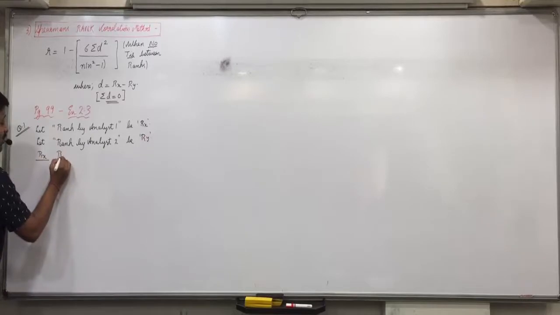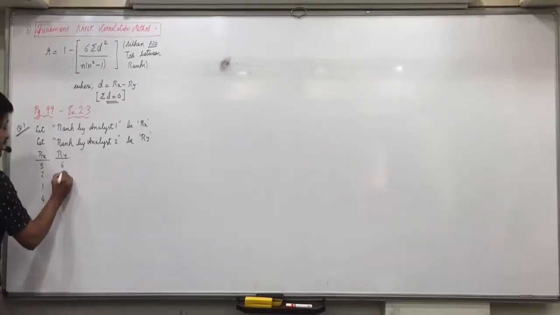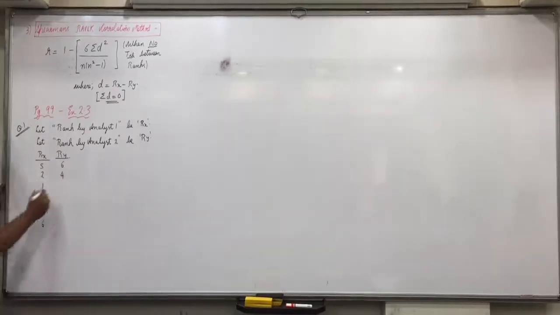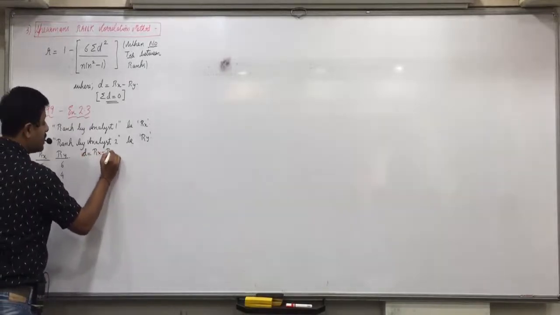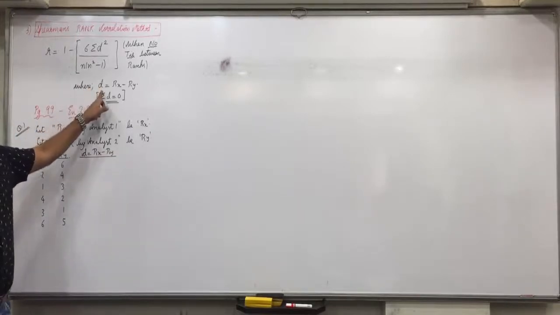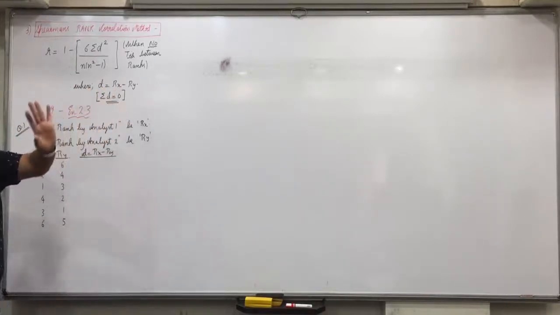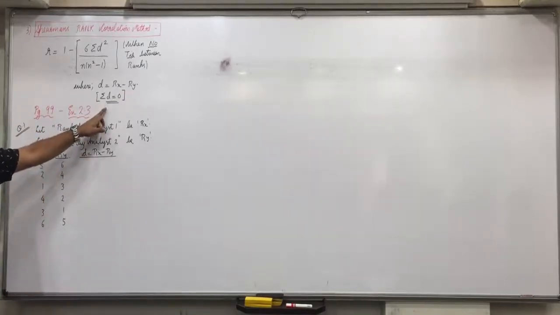First, we'll write the values of Rx and Ry: 5, 2, 1, 4, 3 and 6, and 6, 4, 3, 2, 1 and 5. Raise your hand if you are still writing up till here. Have all completed this? So first we find the value of d, that is Rx minus Ry, the difference between the ranks. And we should cross verify that sigma d comes to 0.